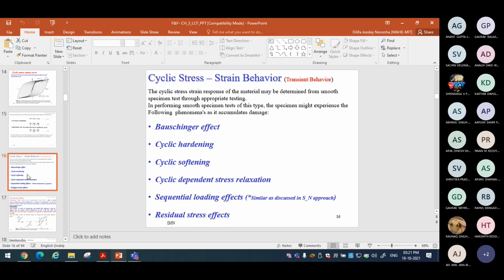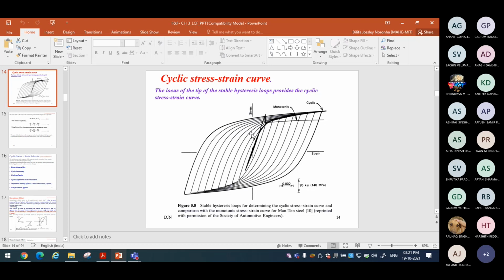Please make a note of the summary which I have provided. Three equations and three different curves. Next class I will also explain various methods of obtaining this CSSC diagram, the cyclic stress strain curve diagram. Today I have explained just one method, that you load it up to one magnitude, then remove that specimen once you obtain the stable hysteresis, bring one more specimen. Like that, there are three different methods. We will discuss that in the next class.